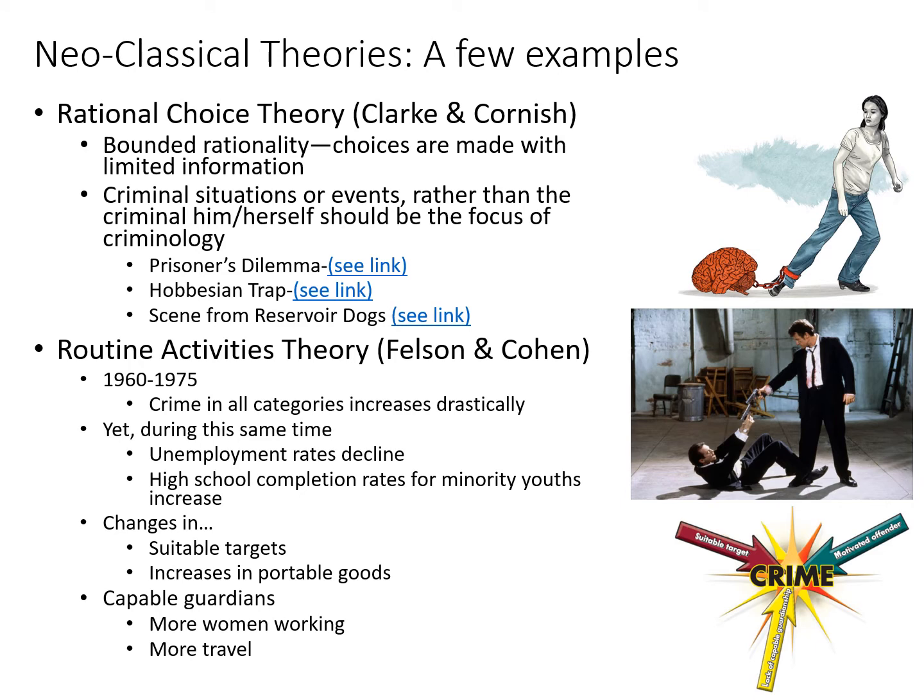But what Felson and Cohen are pointing out is that during this period, when more kids are completing high school and unemployment rates are on the decline, you had an increase in suitable targets, empty homes for example, as well as an increase in portable goods, things that are just easy to steal. Also, you had a change in the number of capable guardians around these suitable targets. This is the time in which more women were out of the home, working, earning their own paycheck, and more people were traveling because of the economy and the changing ability of transportation, leaving a lot of homes open to victimization. So routine activities theory assumes that motivated offenders are rational, but says that two other elements have to be involved: a suitable target has to be present, and also a lack of capable guardians.